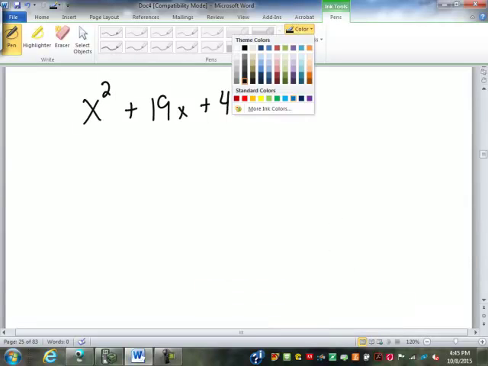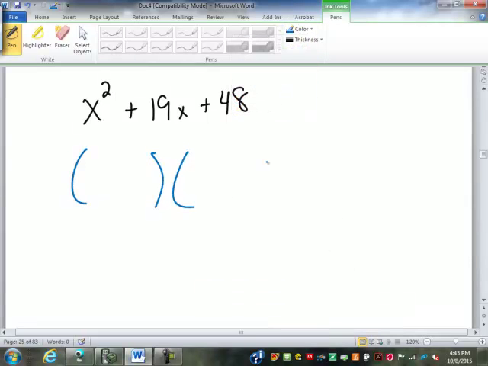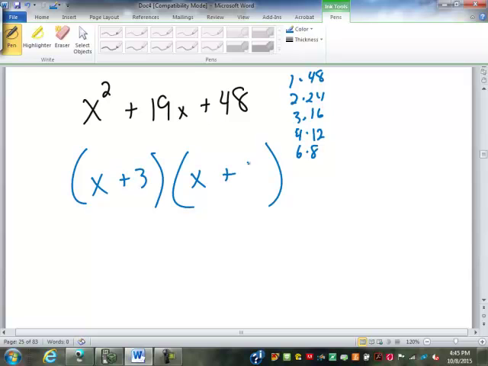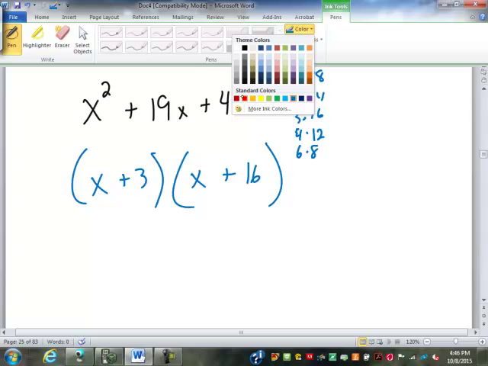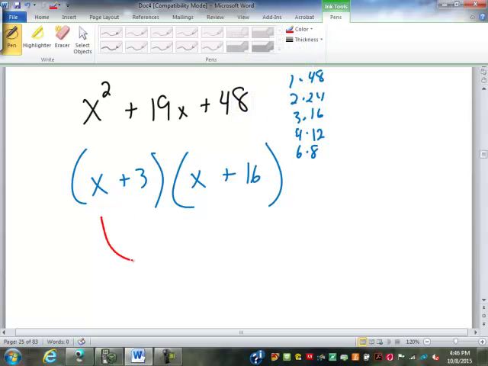So again, no common factor. So we're going to split this up. X and x makes x squared. 48, of course: 1 times 48, 2 times 24, 3 times 16, 4 times 12, or 6 times 8. Which one do we want? 3 times 16. Very good. We double check. X times 16 is 16x. 3 times x is 3x. Adds up to 19x. So yes, that's the one we want.